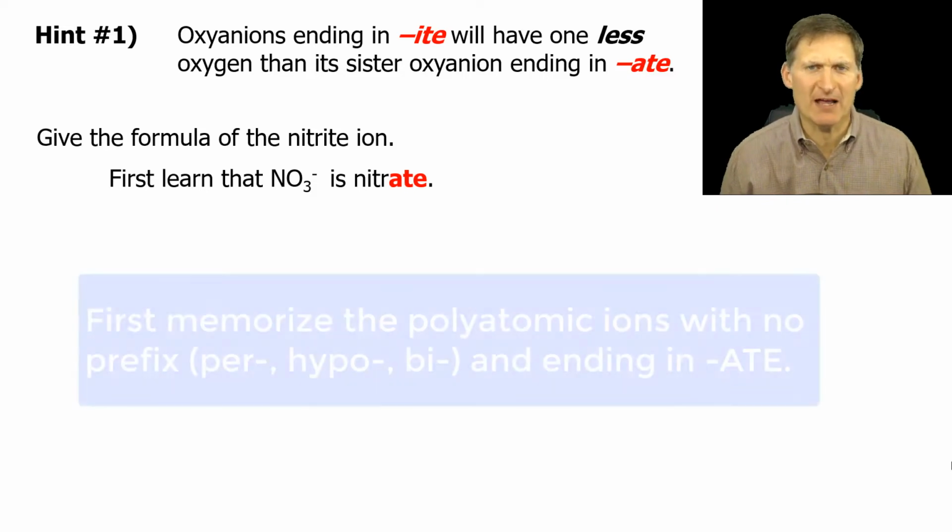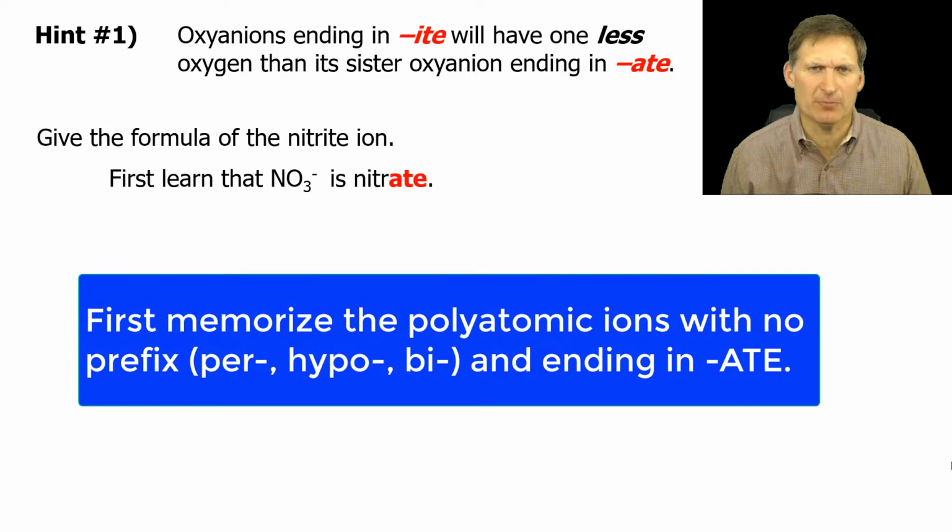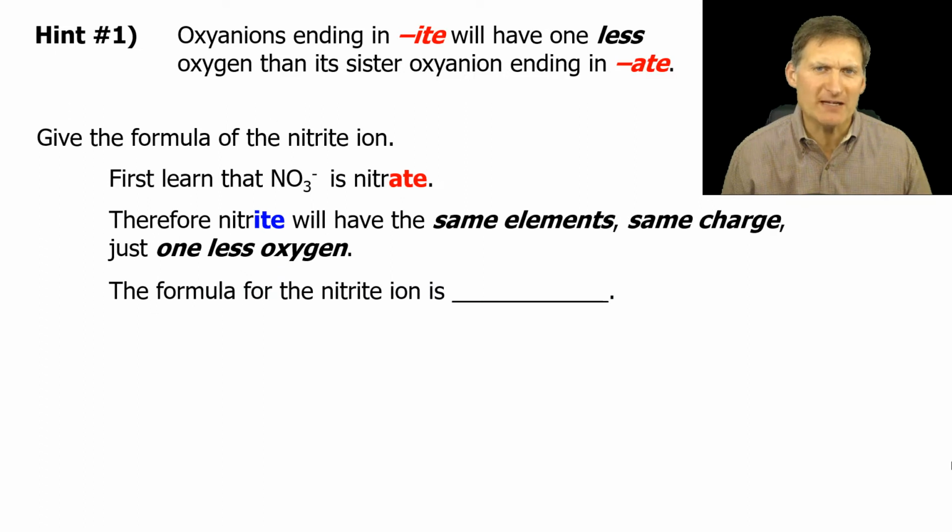Consider the polyatomic ions ending in "ate" to be a good starting point. They should be memorized first, such as sulfate, phosphate, nitrate. Then recall that nitrite, because of hint number one, with its "ite" ending, will have the same elements, same charge as nitrate, just with one less oxygen. Therefore, the formula for nitrite is... Now, stop the video for a moment and fill in the blank with the correct formula.